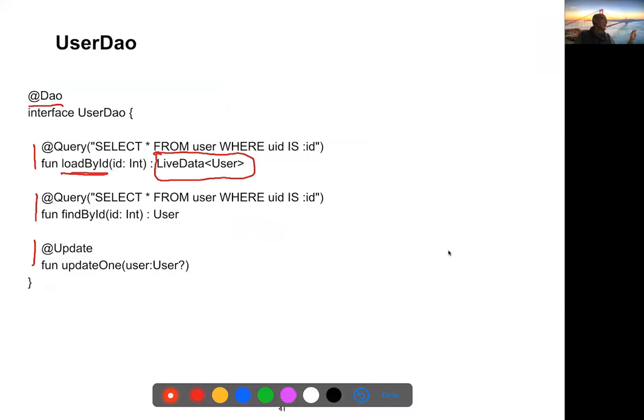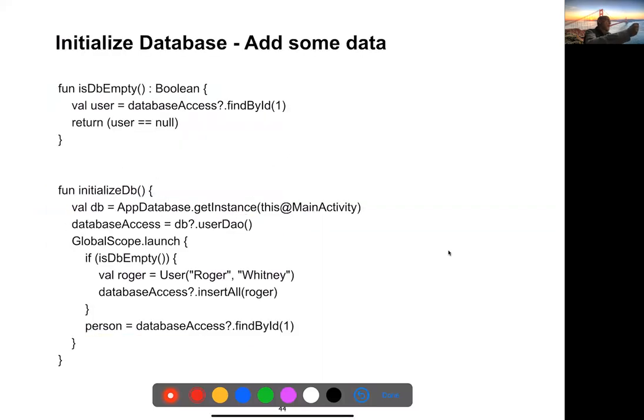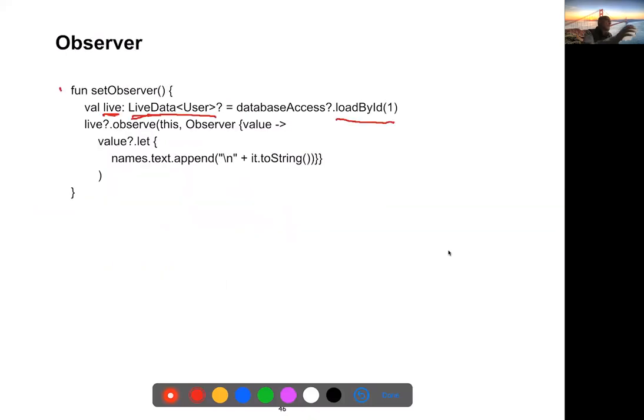Notice the difference between that and my find by ID. I just return a User object. This annotation: when the compiler comes across the annotation, it's going to generate the right code based on what type I want to return. This one's going to return just a plain User object, and load by ID is going to return a LiveData object. So if I want Room to return a LiveData object, I just specify that in my data access object. Going back to where we were, since I'm calling load by ID, it's going to return a LiveData object.